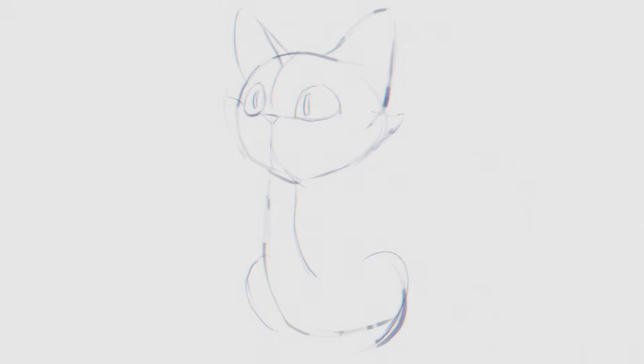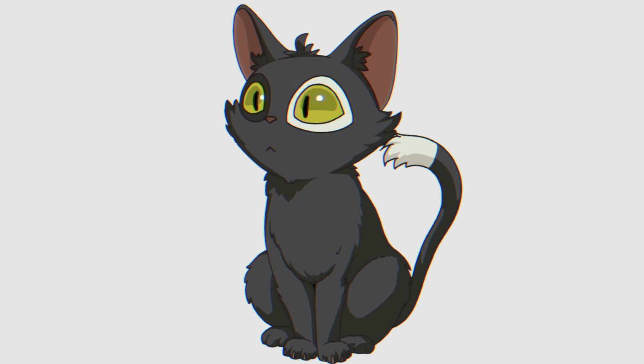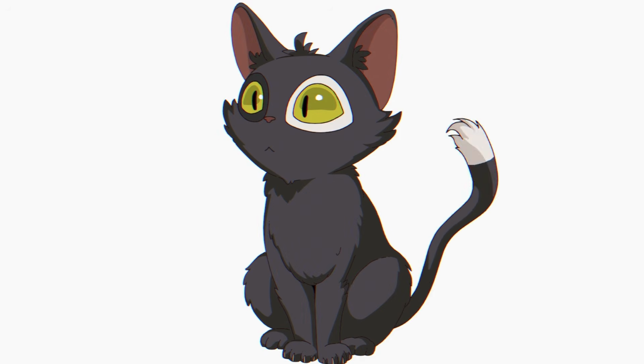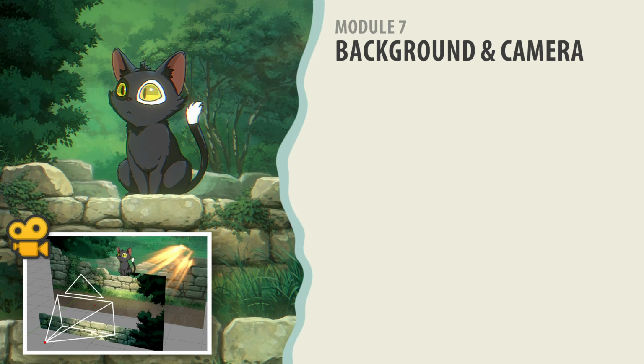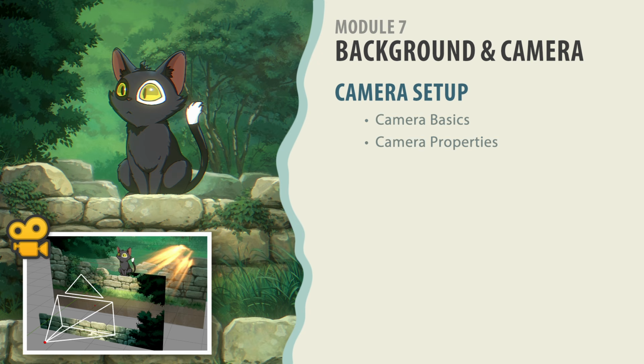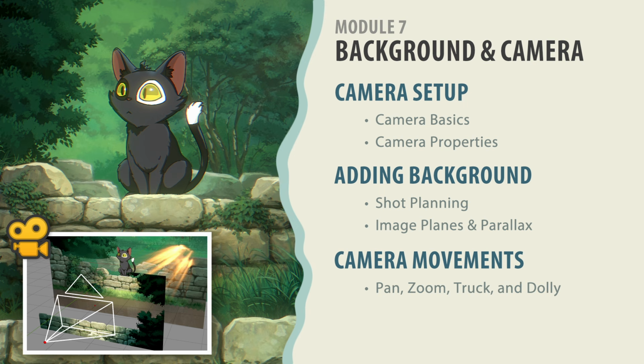If you're just joining us, check out the previous videos where we sketched, cleaned up lines, animated and colored our cute cat character. Today we're adding a background and camera animation to bring everything together. We'll blend the shot, set up the camera, add a simple background with parallax, and touch on more advanced techniques. Grab your tablet or mouse and let's dive in.